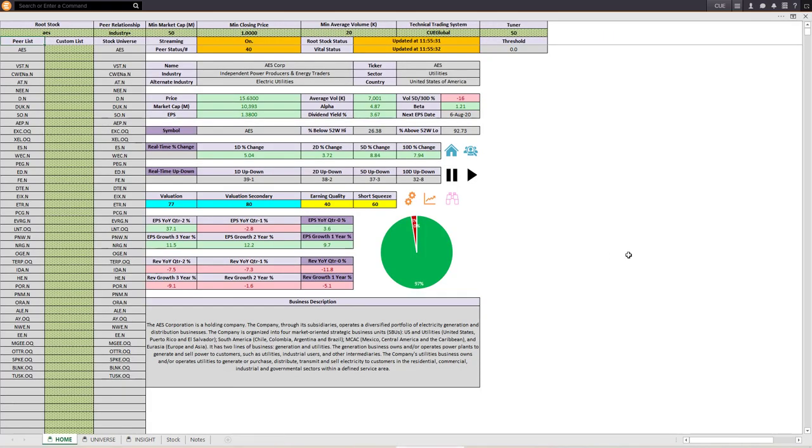I did that on Friday and that took me to Cube Vital. I used AES as the root stock. The stock was automatically transferred from QH to Cube Vital, this tool. It retrieved all the 40 peer stocks.